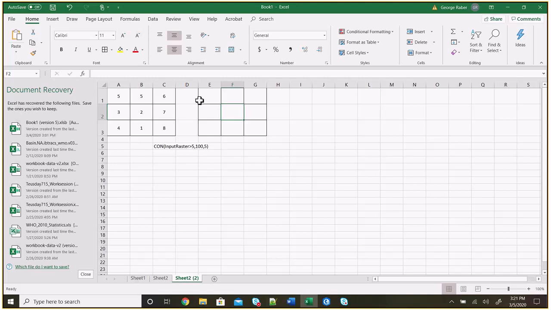Yeah, so you add up all the squares. So it's 5 plus 5 plus 6 plus 3 plus 2 plus 7 plus 4 plus 1 plus 8, divided by 9. That's what that is. Now, I might say I'm going to use mean. I might say the minimum or the average, something like that. Average is the same as mean.